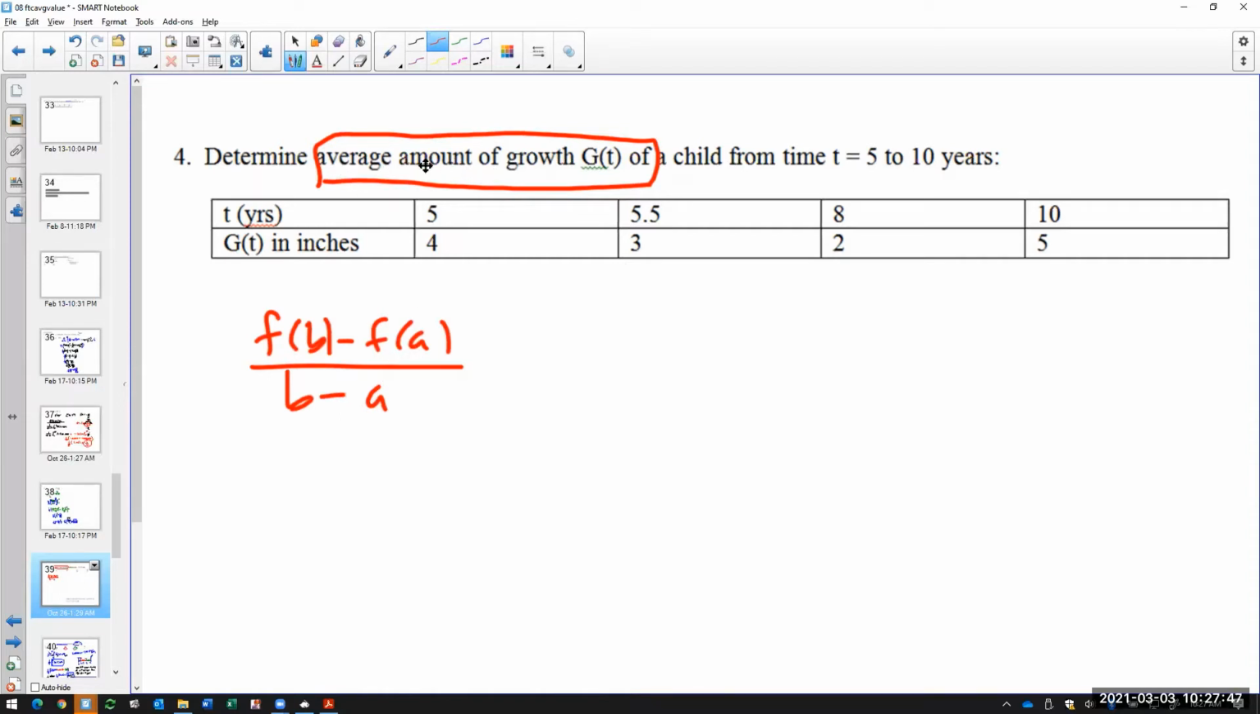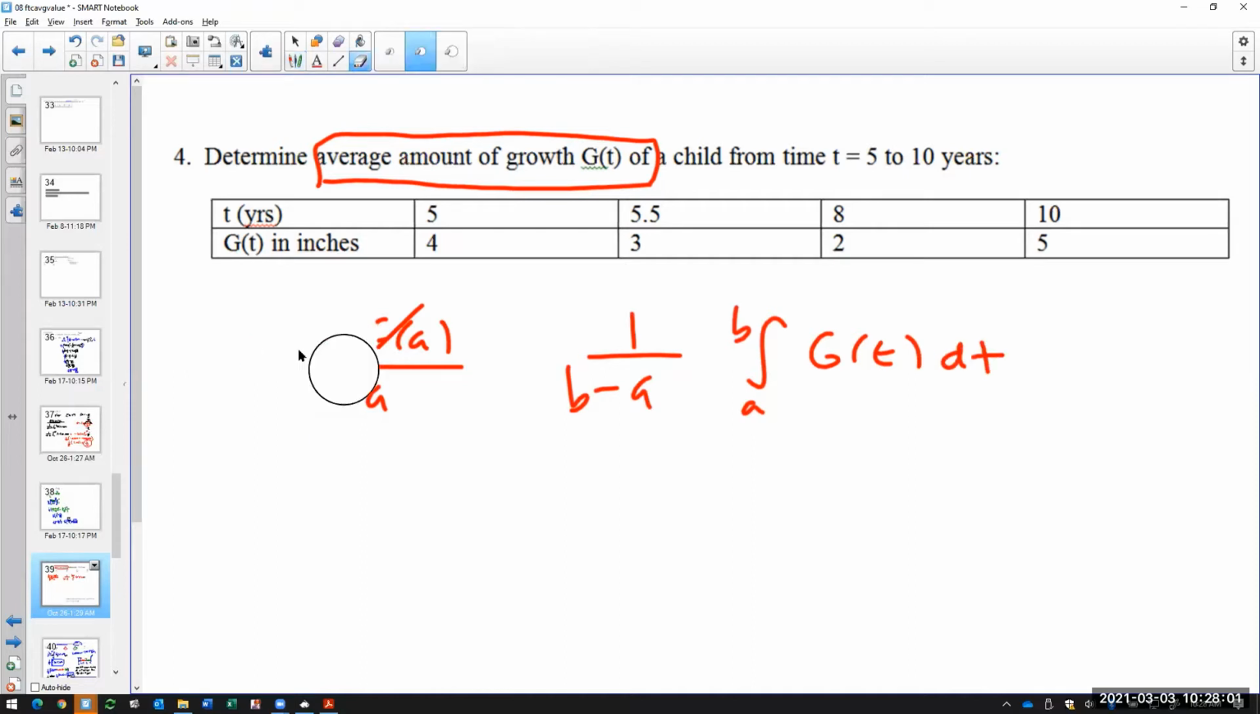Do you guys see the average of G? So average of G is 1 over B minus A, the integral from A to B of your G. If you want average of G, you would put G right here. This is average value, the average amount of something.